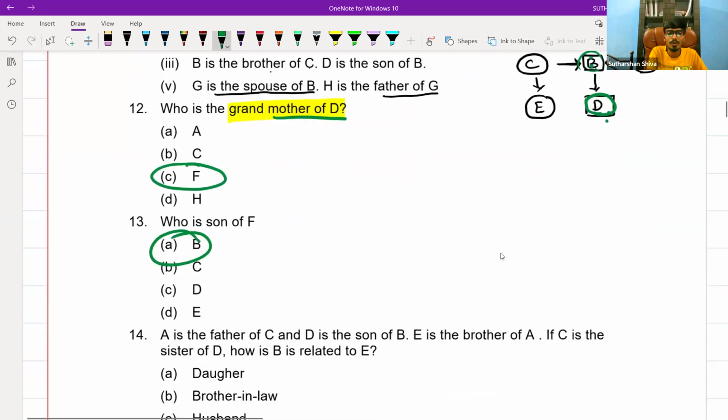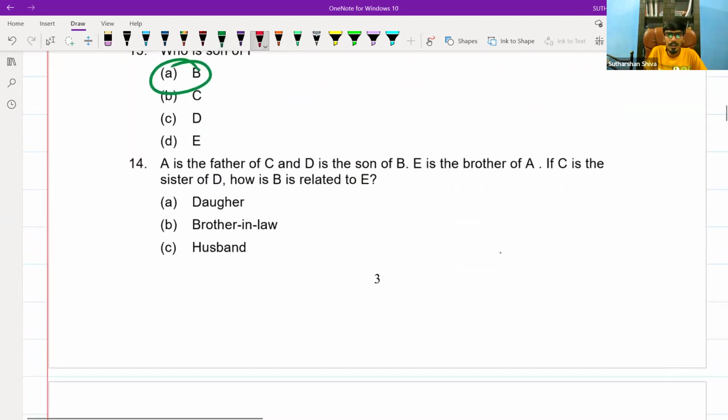Then we'll move on to question number 14. A is the father of C. We don't know the gender as of now, right? A is the father of C and D is the son of B. Here also B's gender is not identifiable till this point. E is the brother of A.